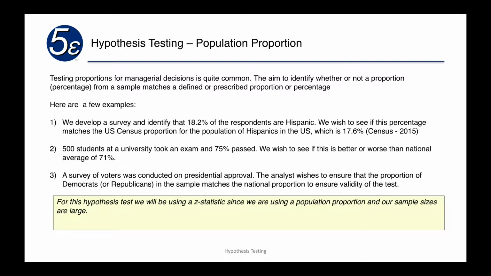In addition, we might say that a survey of voters was conducted on presidential approval, and the analyst wishes to ensure that the proportion of Democrats in the sample matches the national proportion to ensure validity of a test. So for this hypothesis test, when we're doing population proportion, remember, we're going to be focused on the Z statistic, because we're using population proportion and our sample sizes are going to be very large.